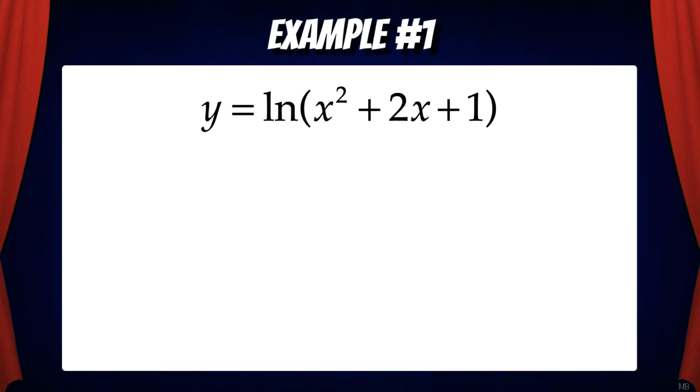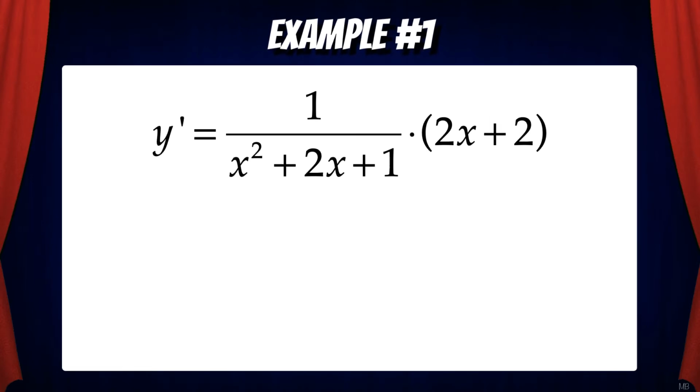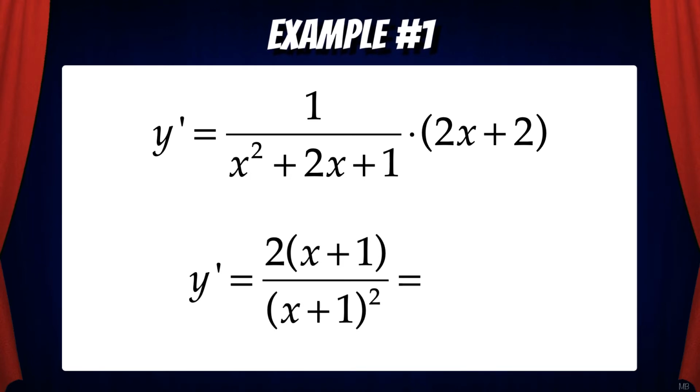Suppose y equals ln of x squared plus 2x plus 1, and we want to find the derivative. Well, we can see here we have an inner function. Let's let u equal x squared plus 2x plus 1. We know that y prime equals 1 over u times du dx. That gives us 1 over x squared plus 2x plus 1 times the quantity of 2x plus 2, since that's the derivative of u. Then we can simplify by factoring the numerator and denominator and canceling out an x plus 1. That leaves us with y prime equals 2 over x plus 1.